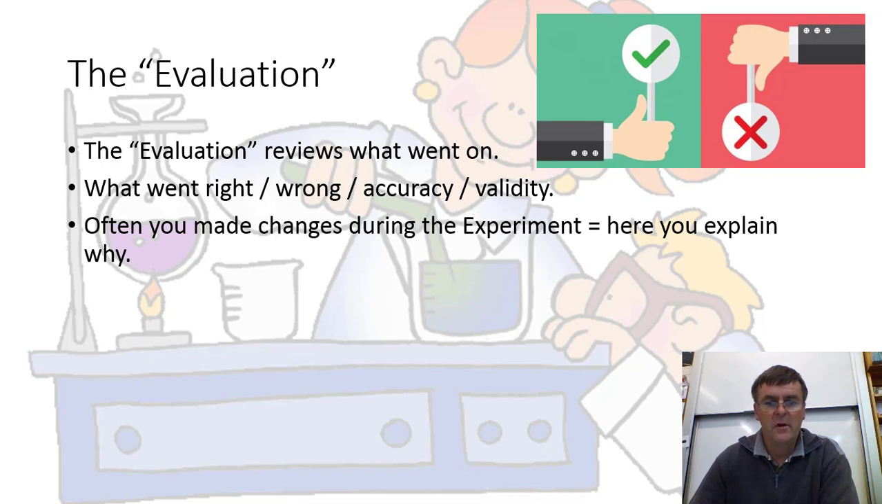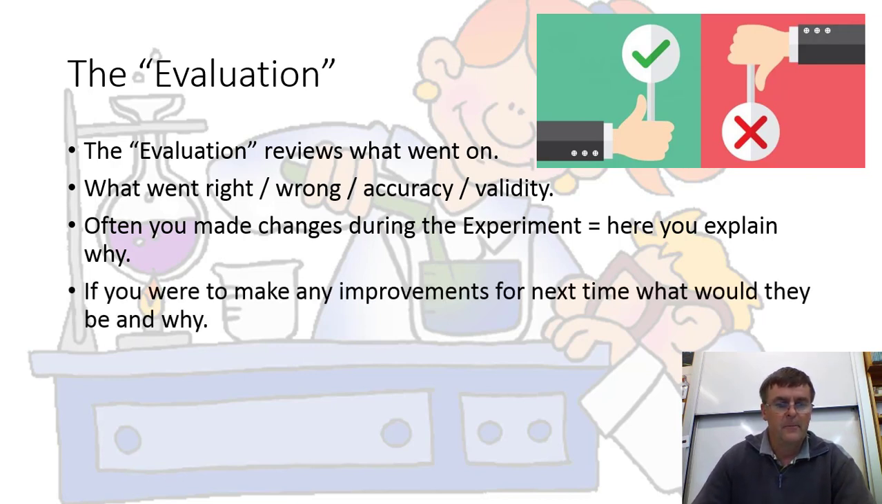Sometimes we made changes during the experiment. Here we explain why we made changes. You've added things into your method, things you forgot at the start, bits of equipment and stuff that you forgot about in your initial planning. You added it in, and here you mention those things.